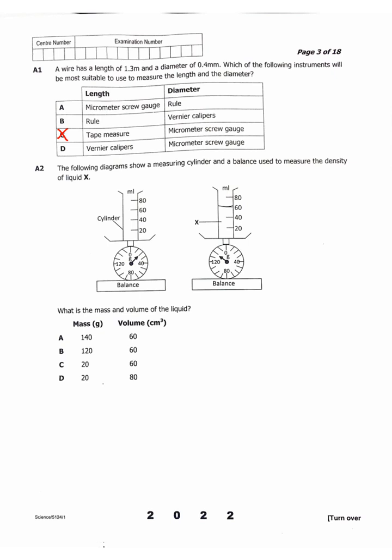Now we can move on to question 2. The following diagram shows a measuring cylinder and a balance used to measure the density of liquid X. So let's look at the first diagram here, balance. So here we can see that we have an empty beaker placed on this beam balance. Then when this empty beaker was placed on this beam balance, the reading was pointing at 20, since each calibration represents a 10. So we have the 20. So 20 grams is the mass of this empty beaker.